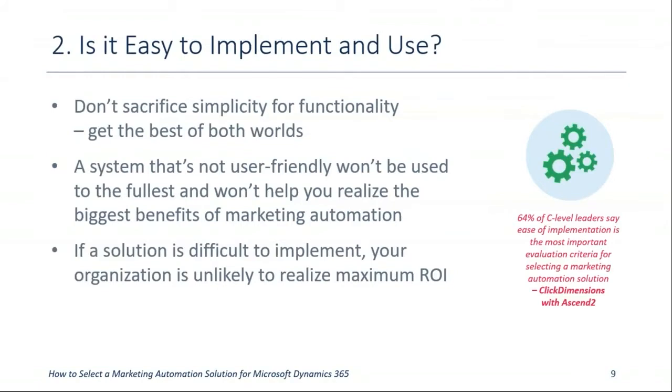Is it easy to implement and use? So while it's imperative that a marketing automation solution have a robust feature set that makes it powerful and versatile, the systems can't sacrifice simplicity for functionality. If the daily users of a marketing automation system find it difficult to use, they won't use it to its full potential or try to work around using it altogether.